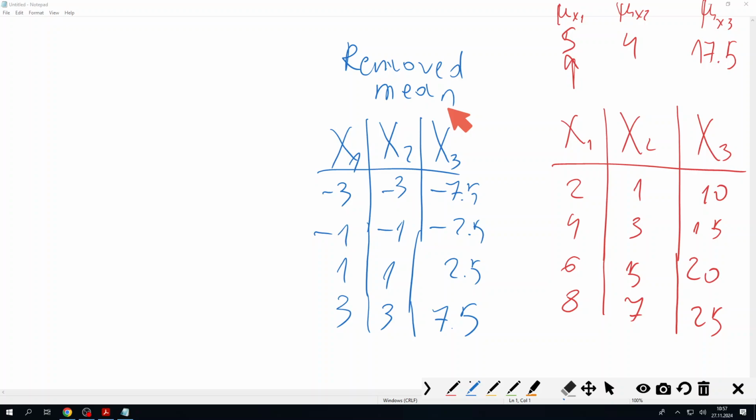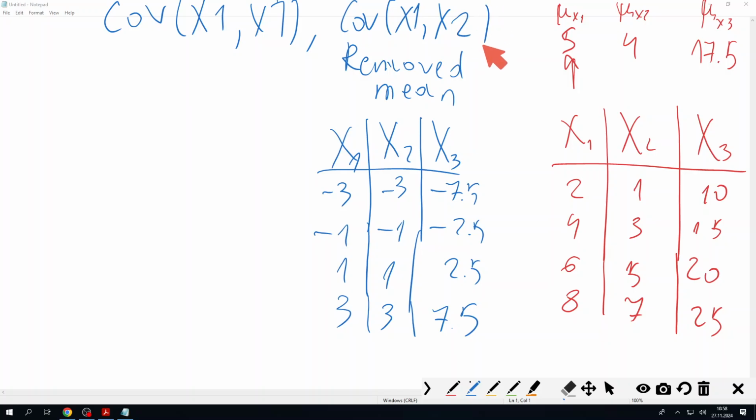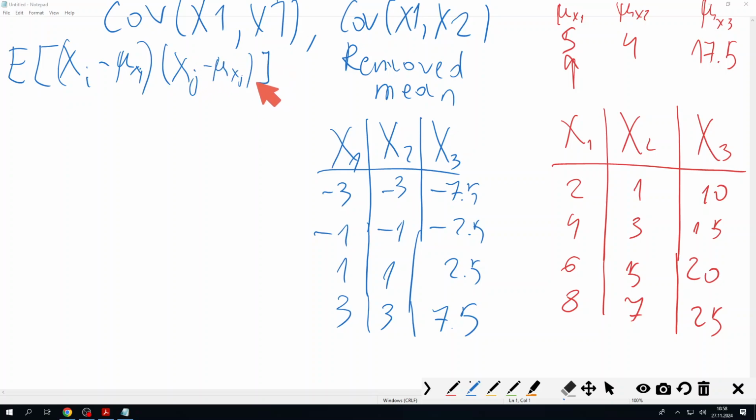Then we can calculate a covariance between any combination, for example, covariance between x1 and x1, or covariance between x1 and x2, in all the possible ways, like x1 and x3, x2 and x2, x2 and x3, etc. And each of these covariances is calculated as the average of xi minus mu xi multiplied by, well, it's not exactly these brackets, xj minus mu xj.